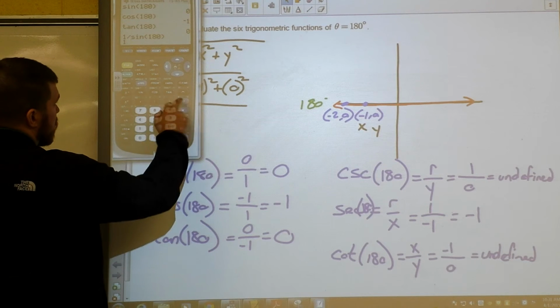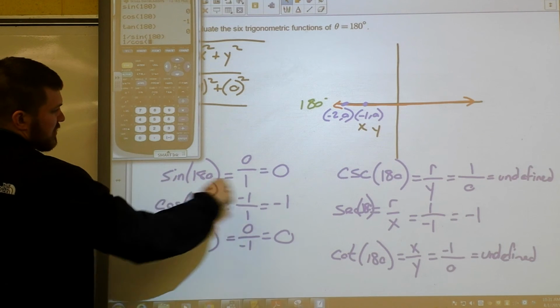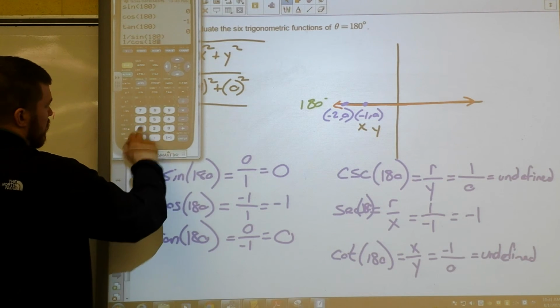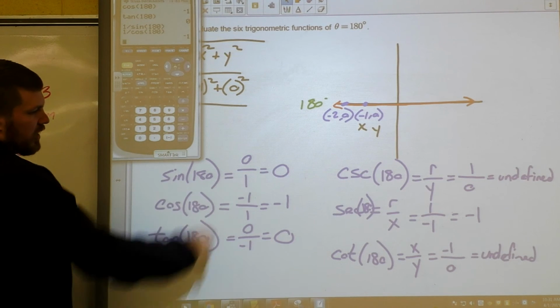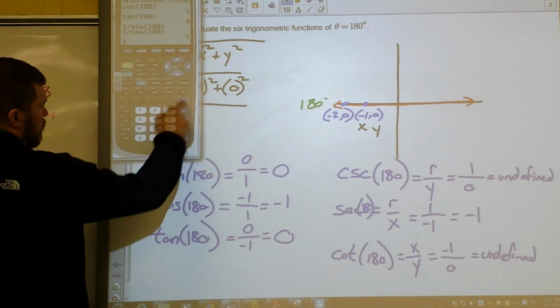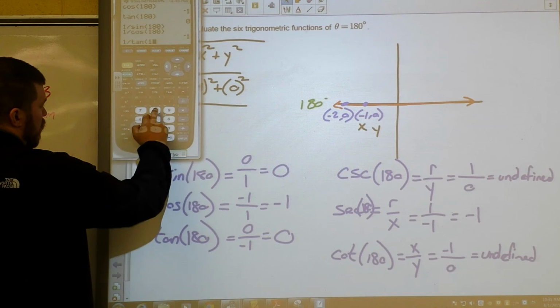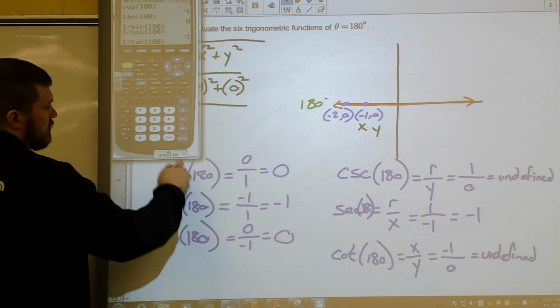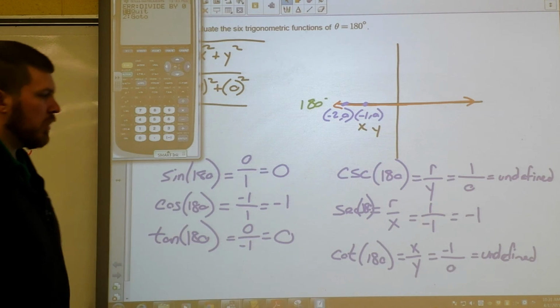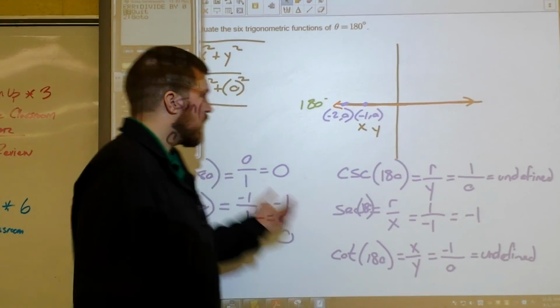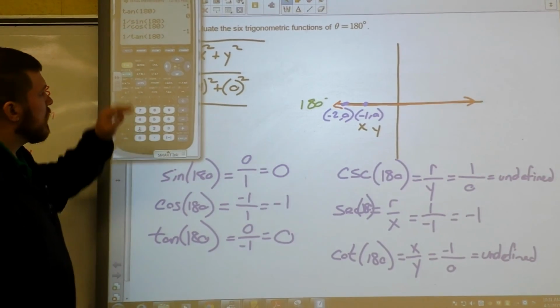All right, 1 over cosine is the secant of 180. We got negative 1, so that's good. And then finally, 1 over tangent of 180 is the same thing as cotangent, and that's also undefined because we divide by 0.